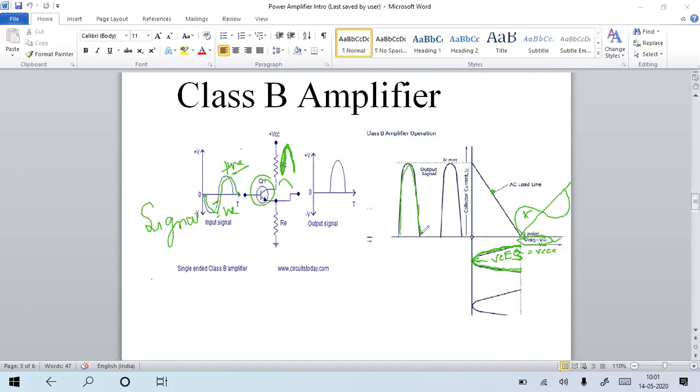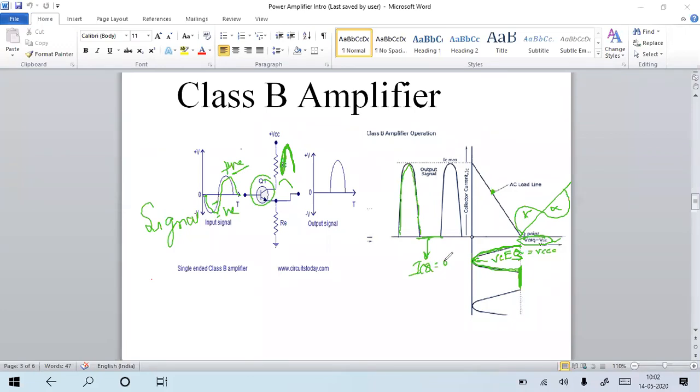Next, the negative cycle enters. What will happen? When the negative cycle ends, the transistor again goes to cutoff mode. Cutoff mode means what is the output? Output voltage is zero. That means in the cutoff mode, what is your output voltage? Maximum VCEQ only, that is this. So in cutoff mode your output voltage is VCEQ, but your output current ICQ is zero.